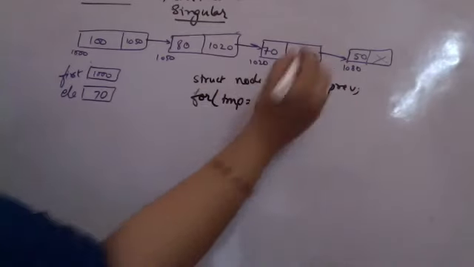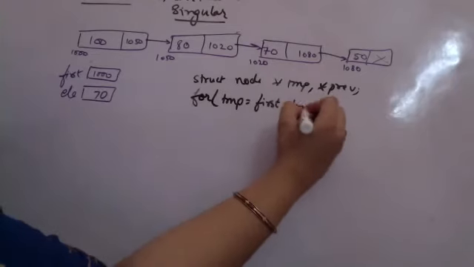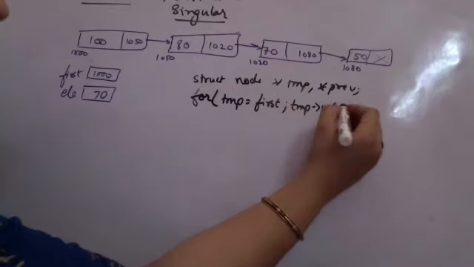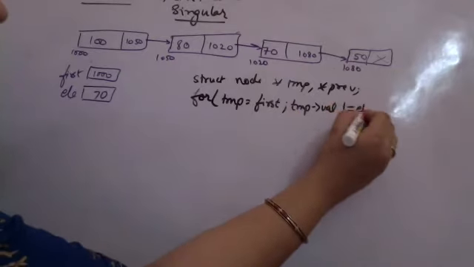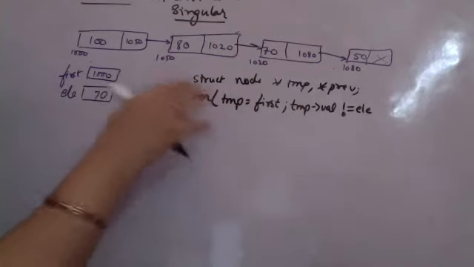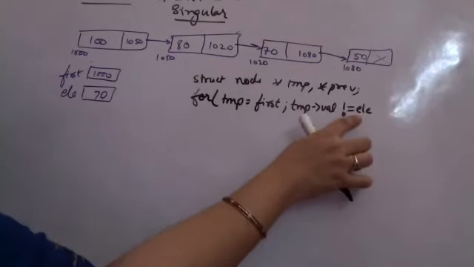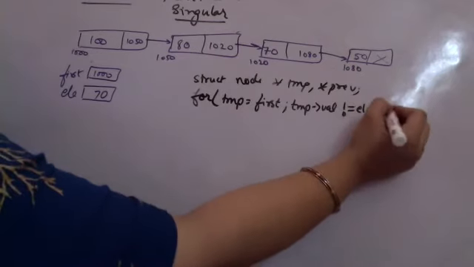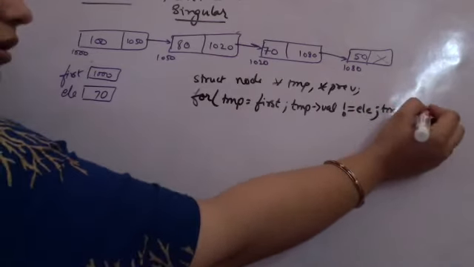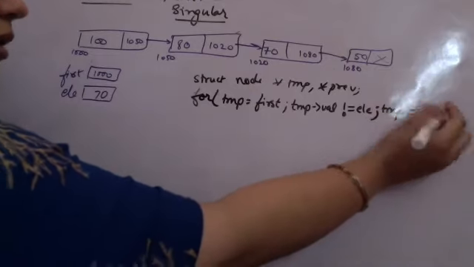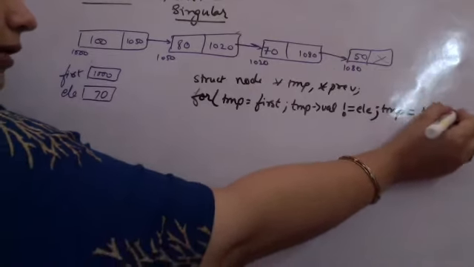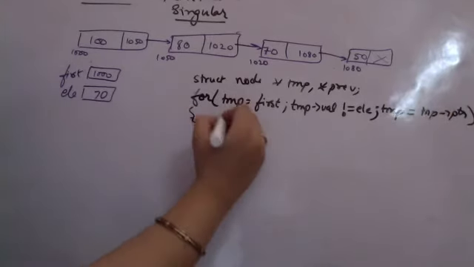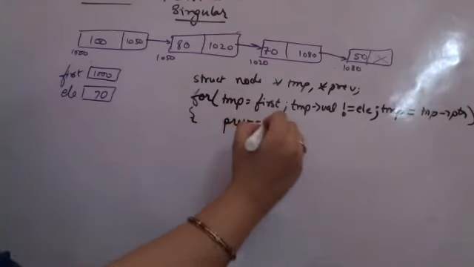And this time I'm taking the condition: temp's value is not equal to element. Until then I have to continue the loop, until I find the element. When the element is found, the loop will break. What I need to do is increment temp: temp is equal to temp pointer. And within the loop, again doing the same thing, store the previous of the temp.